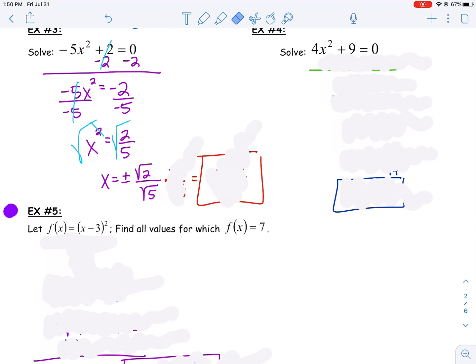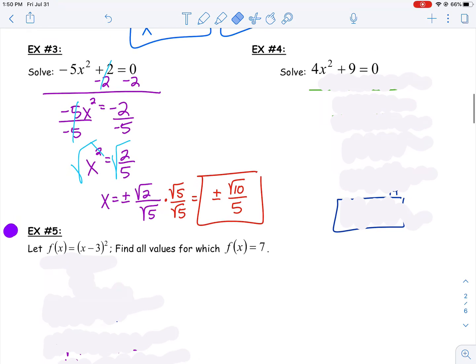Because, if you notice, we now have a radical in the denominator. And let's go ahead and always rationalize our denominators. So let's finalize this by rationalizing our denominator by multiplying both the top and the bottom by the square root of 5. So I end up getting x equals plus or minus the square root of 10 over 5. Two answers, right? All right, last one, example number 4.